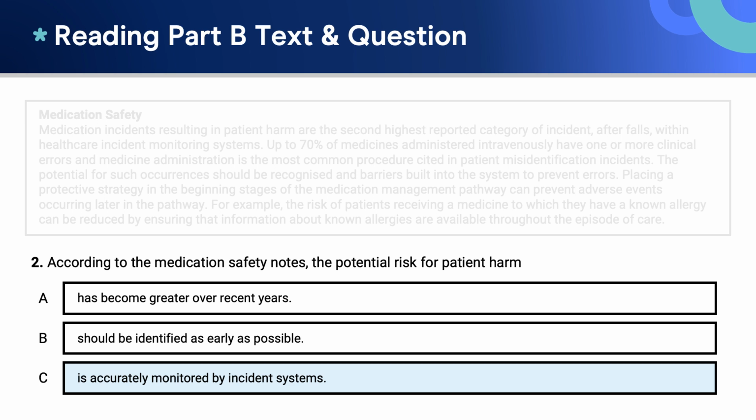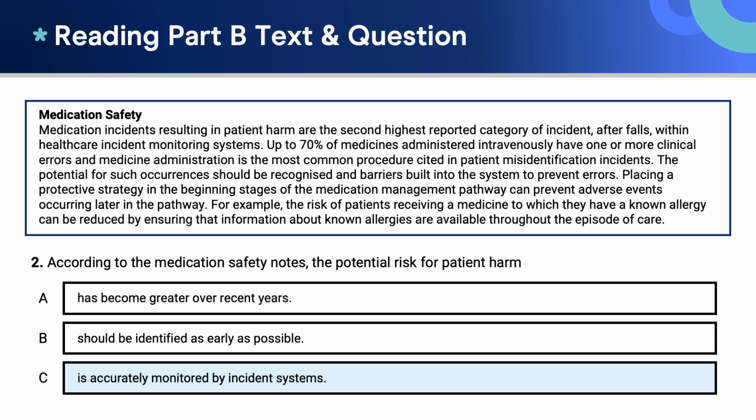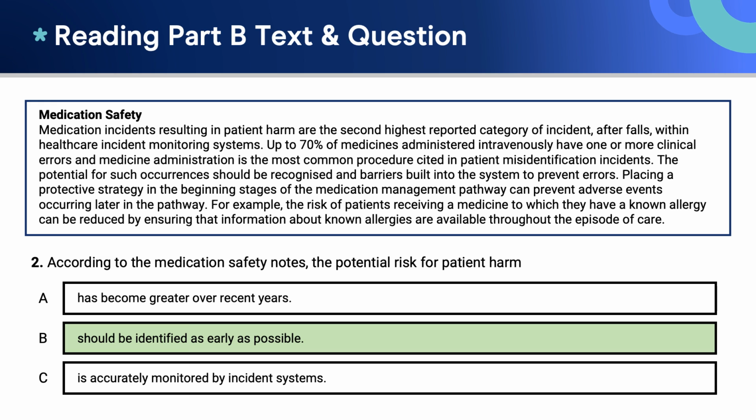So now I'm going to check C and see if we can eliminate it. Answer option C. According to the medication safety notes, the potential risk for patient harm is accurately monitored by incident systems. Well, this is clearly wrong because it's saying in the text that the systems aren't actually working, and C says they're accurately monitored by incident systems. So far, I've eliminated A and I've eliminated C, and B is not too bad. And sometimes when you take this test, in reality, you're going to have to deal with that sort of ambiguity. And in fact, the answer is B.